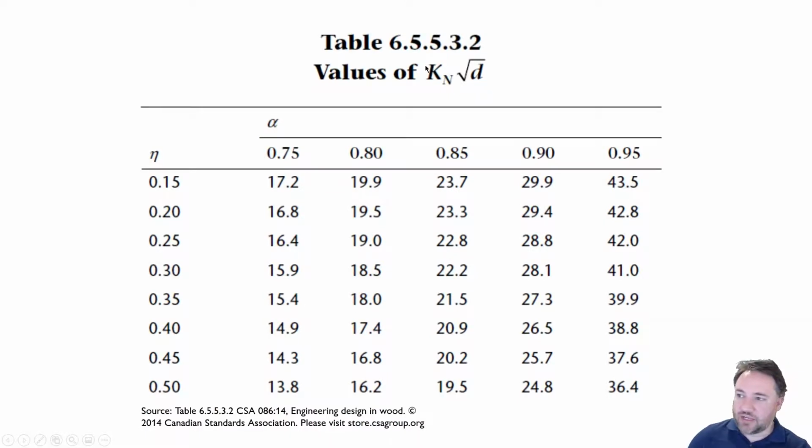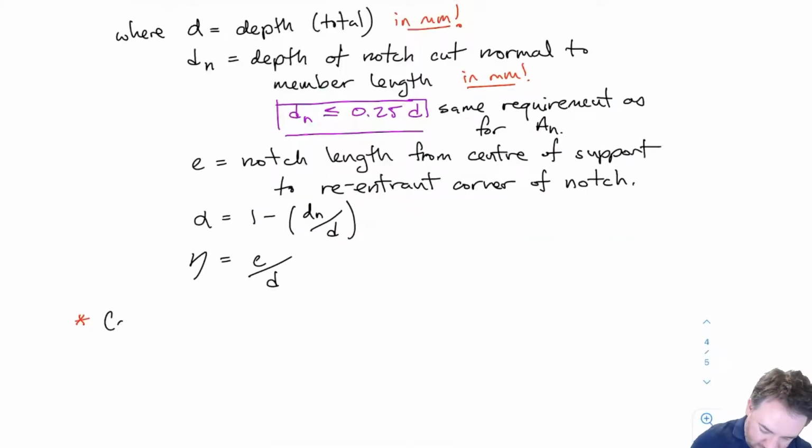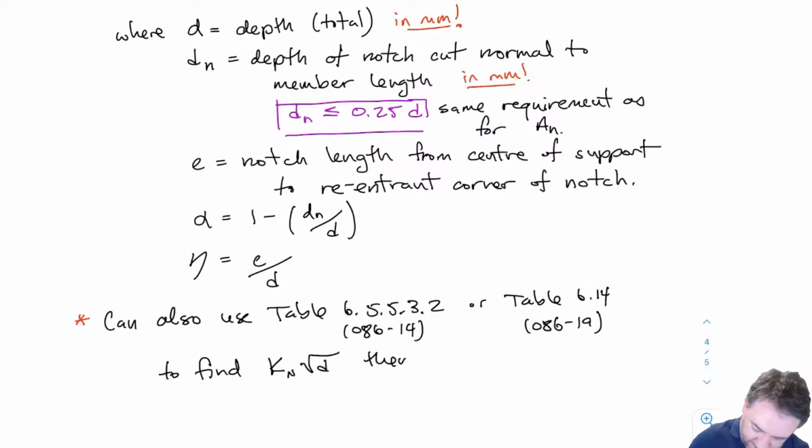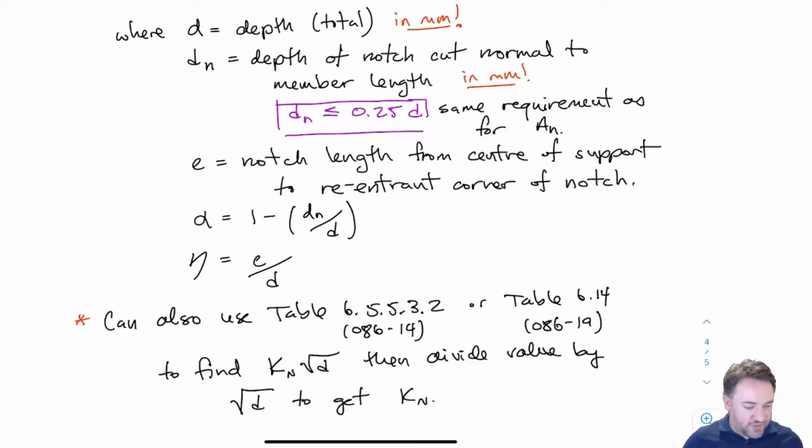Then if I want to find Kn, what do I have to do? I basically have to divide this value, whatever I get in the table, I divide it by the square root of D. And then I'm going to get my actual value of Kn. And that's easy enough. And I can interpolate these values. If I don't have exactly the number here, I can interpolate in between these values to get a value for me to use in the equation. Okay, so that's the other way that I can do it.